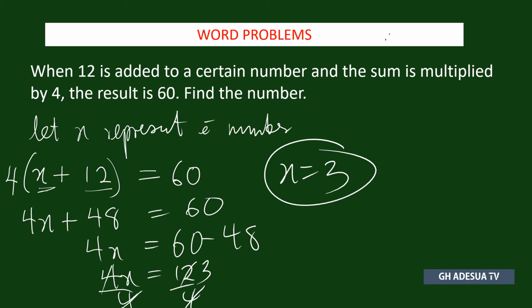So when 12 is added to a certain number, so we can say that when 12 is added to x, or better still, when 12 is added to 3, that would make it 15. So 15 is the sum, and the sum is multiplied by 4. So the sum of 15 multiplied by 4, 15 times 4 is what? 60. The result is 60, meaning that our solution or our answer is right. Let's take another example.